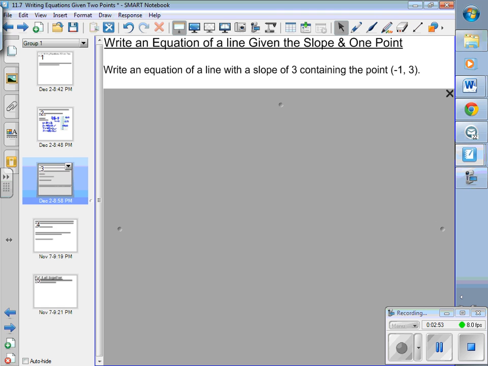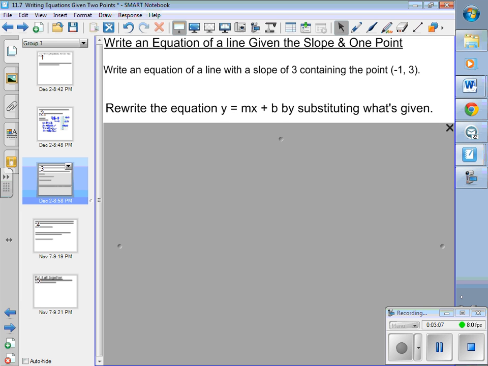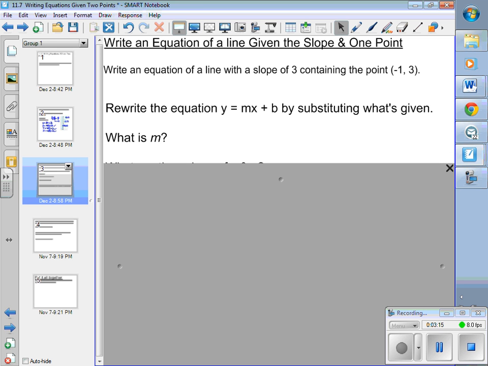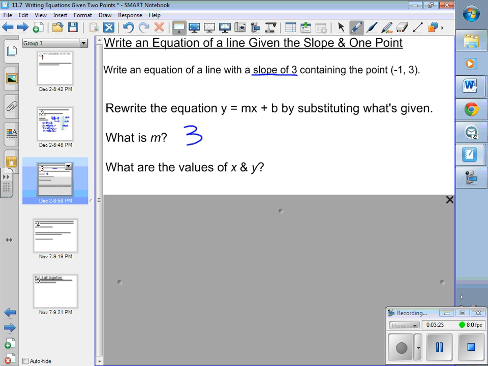Next, we're going to write an equation of a line given the slope and 1 point. So if we have an equation of a line with a slope of 3 containing the point -1, 3. What is the slope? First, we're going to use the equation y equals mx plus b by substituting what is given. We're given m is 3, because it tells us up here. Now, we're going to find the values of x and y, where we're given that up above, -1 and 3.